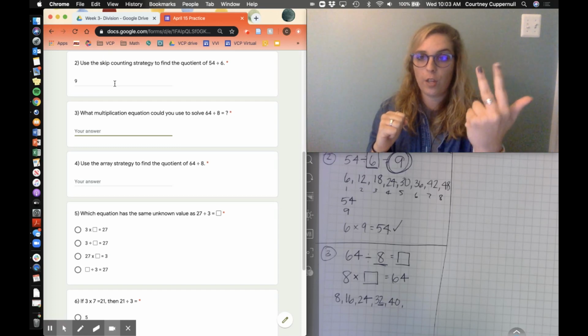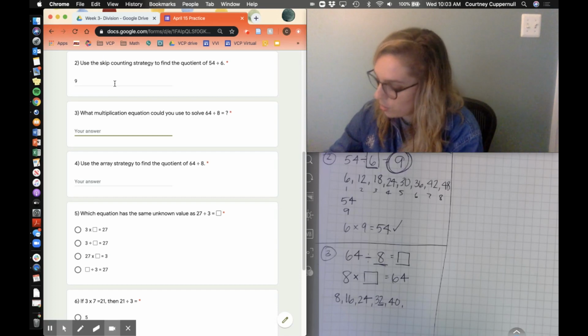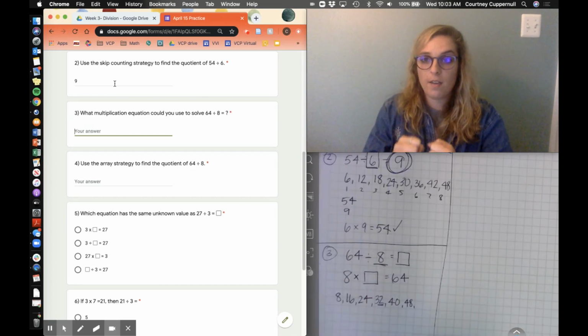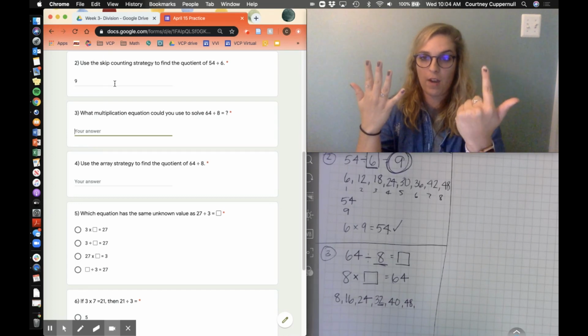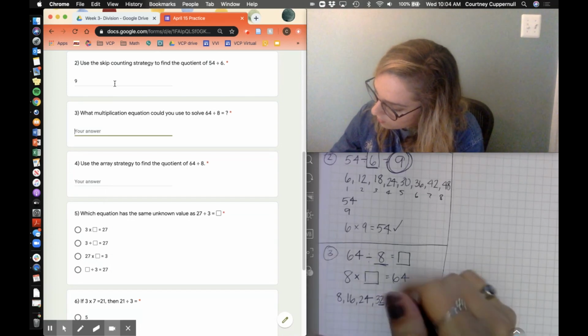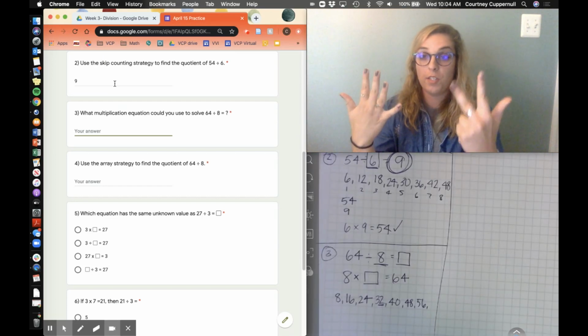41, 42, 43, 44, 45, 46, 47, 48. Or we can just think that 40 plus 8 will be 48. 48, 49, 50, 51, 52, 53, 54, 55, 56. Got 8 fingers up, so I need to write that multiple down. 56, 57, 58, 59, 60, 61, 62, 63, 64.